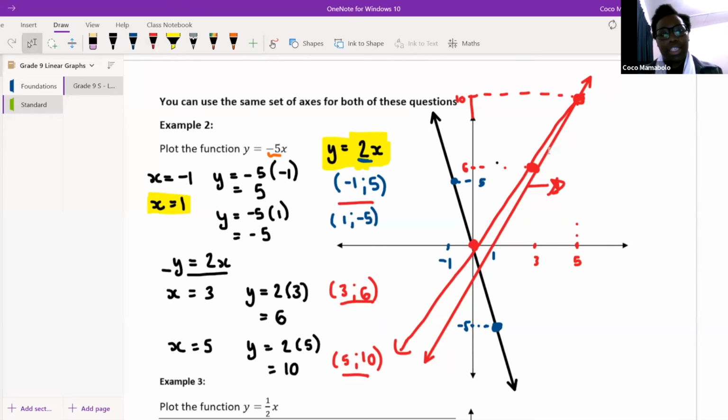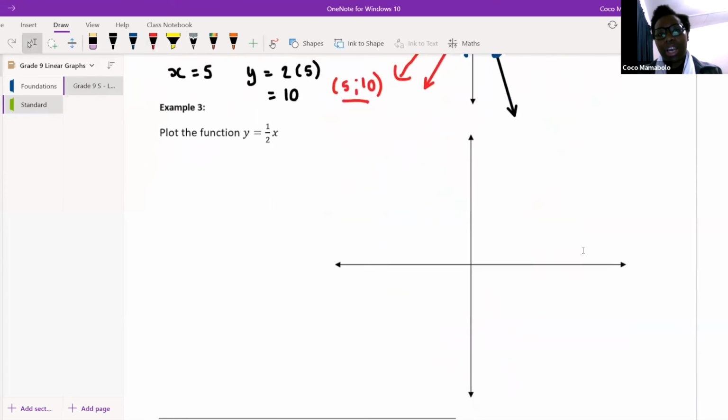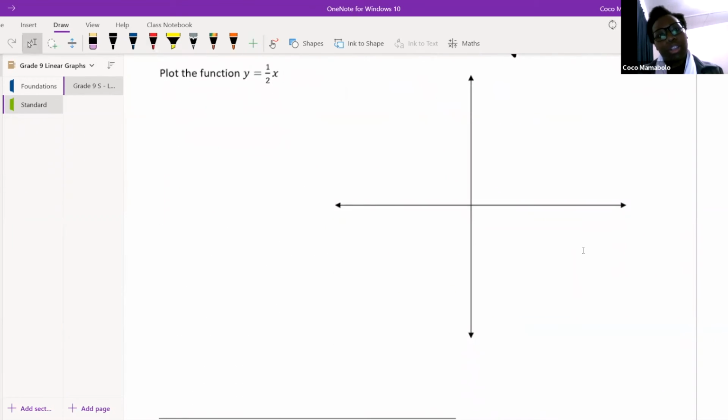Thank you. Excellent. We're going to try one more, guys. Let's plot the function y is equal to half x. And in the chat, if you guys can give me coordinates that you've tried, whichever coordinates you would like. You guys get to choose which two coordinates we use. The reason why I choose 0 is because anything multiplied by 0 is 0, and that makes my life so much easier.